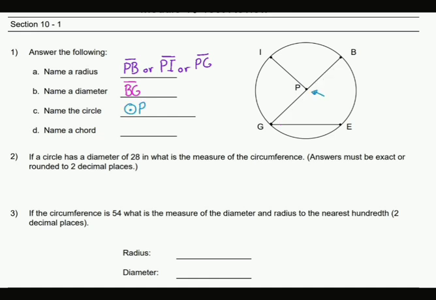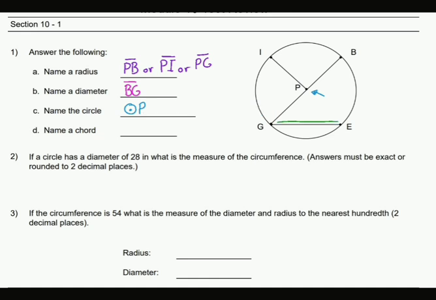We name a circle by its center, so circle P. But we can also name a circle by its center and a point on its circumference. So PI, PB, PG, PE are all acceptable answers. But the center of the circle must always be the first letter. You cannot flip them.